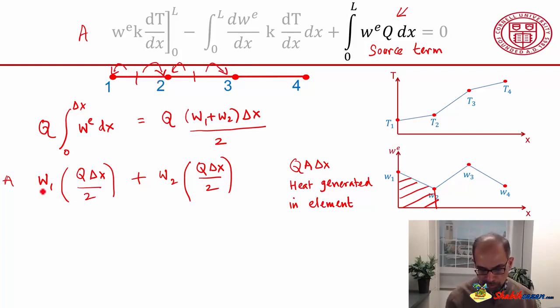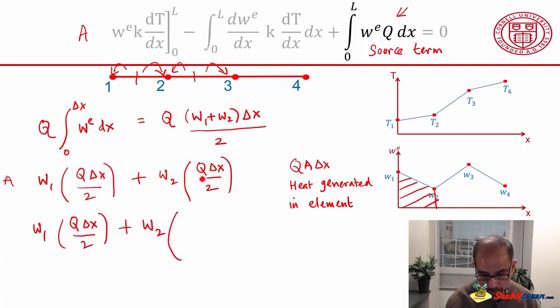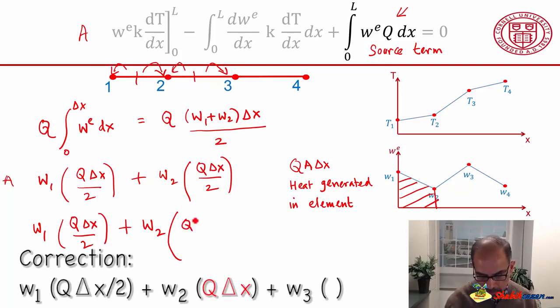And so when you work it all out, for W1 you'll get only one contribution, so it'll just be q delta x over 2. For W2 you'll get two contributions, this one from the first element, and then you'll also get a contribution from the second element. So that'll be q delta x over 2 plus W3 and so on. You can work it out.